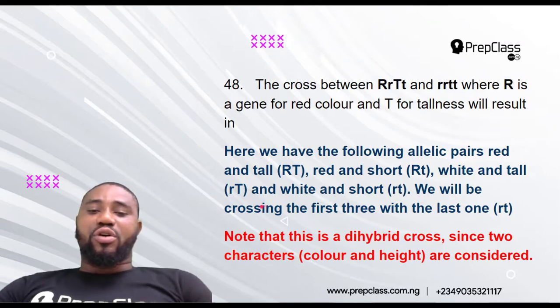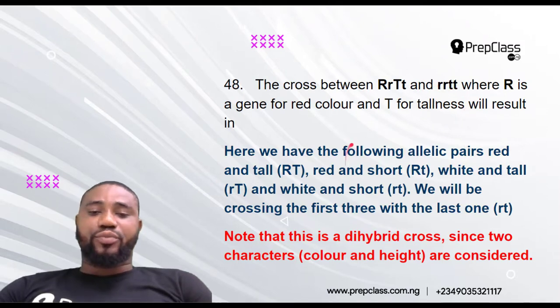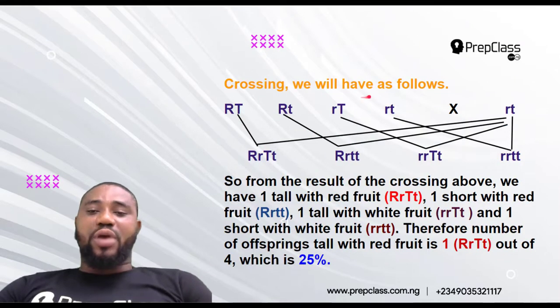So we'll be crossing the first three with the last one, which is white and short. Small r, small t is for white and short. Okay, let's see. So crossing, we have it as follows.